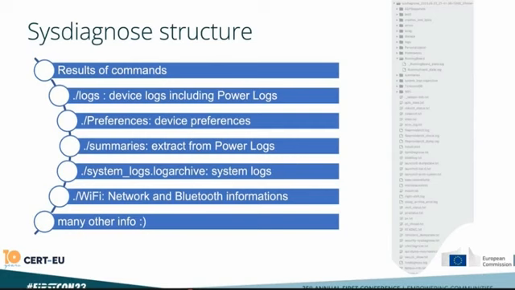Then you have preferences. It's all the plists I mentioned, mostly. Summarize: there they have already extracted or produced reports out of the raw info they gather, and it also includes an extract from power logs, but you have the full copy in logs. You have the system.log.archive, which are the system logs. Wi-Fi does not contain only Wi-Fi, but actually all the network and Bluetooth information, and then many hardware information on top of it.